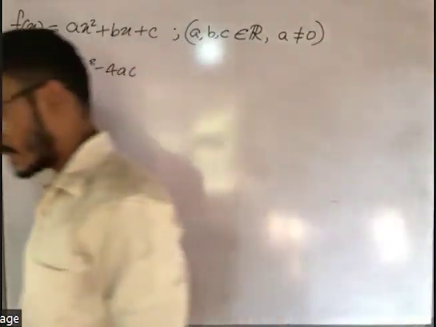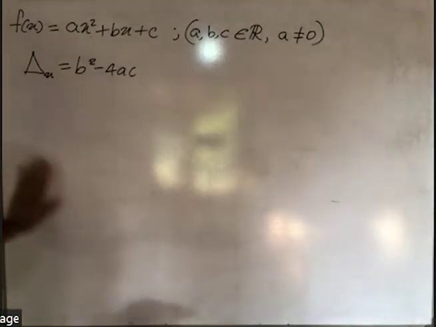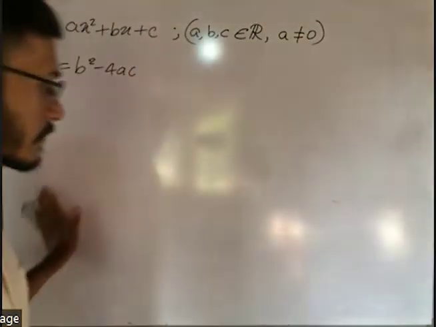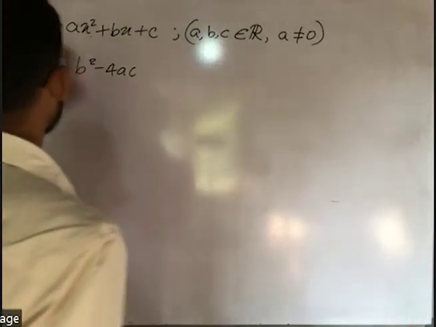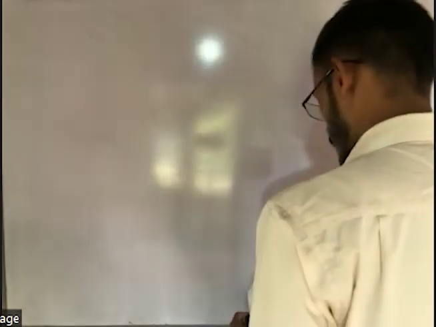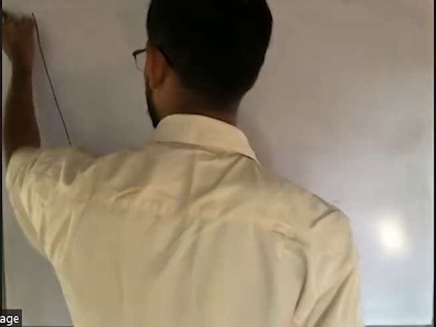So if you draw this function, this is the shape of this function. So f(x) equal to ax square plus bx plus c. This is the quadratic function we are going to talk about. We have drawn graphs of several quadratic functions in the previous lessons, so you can watch them. If you draw the function, it looks like this.